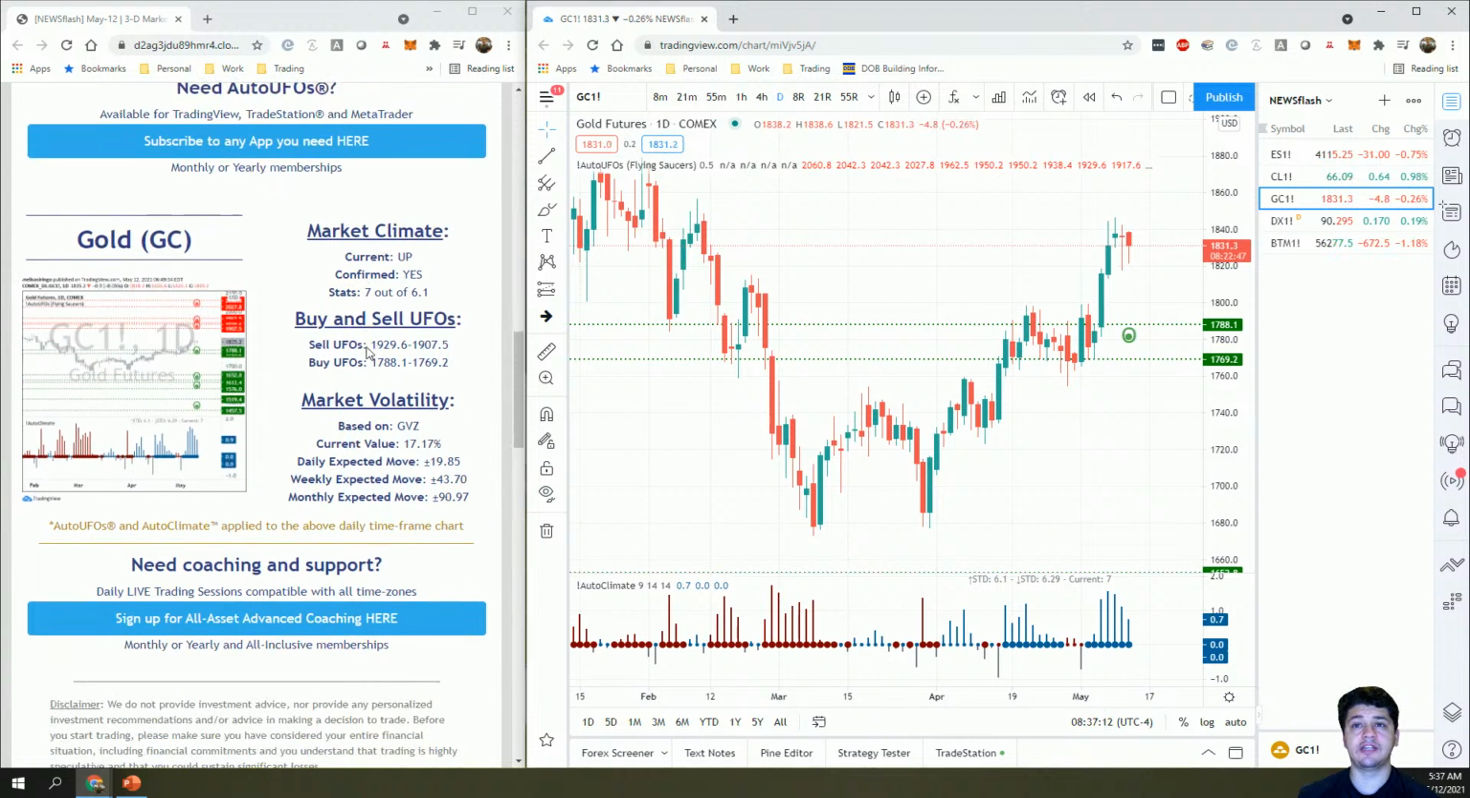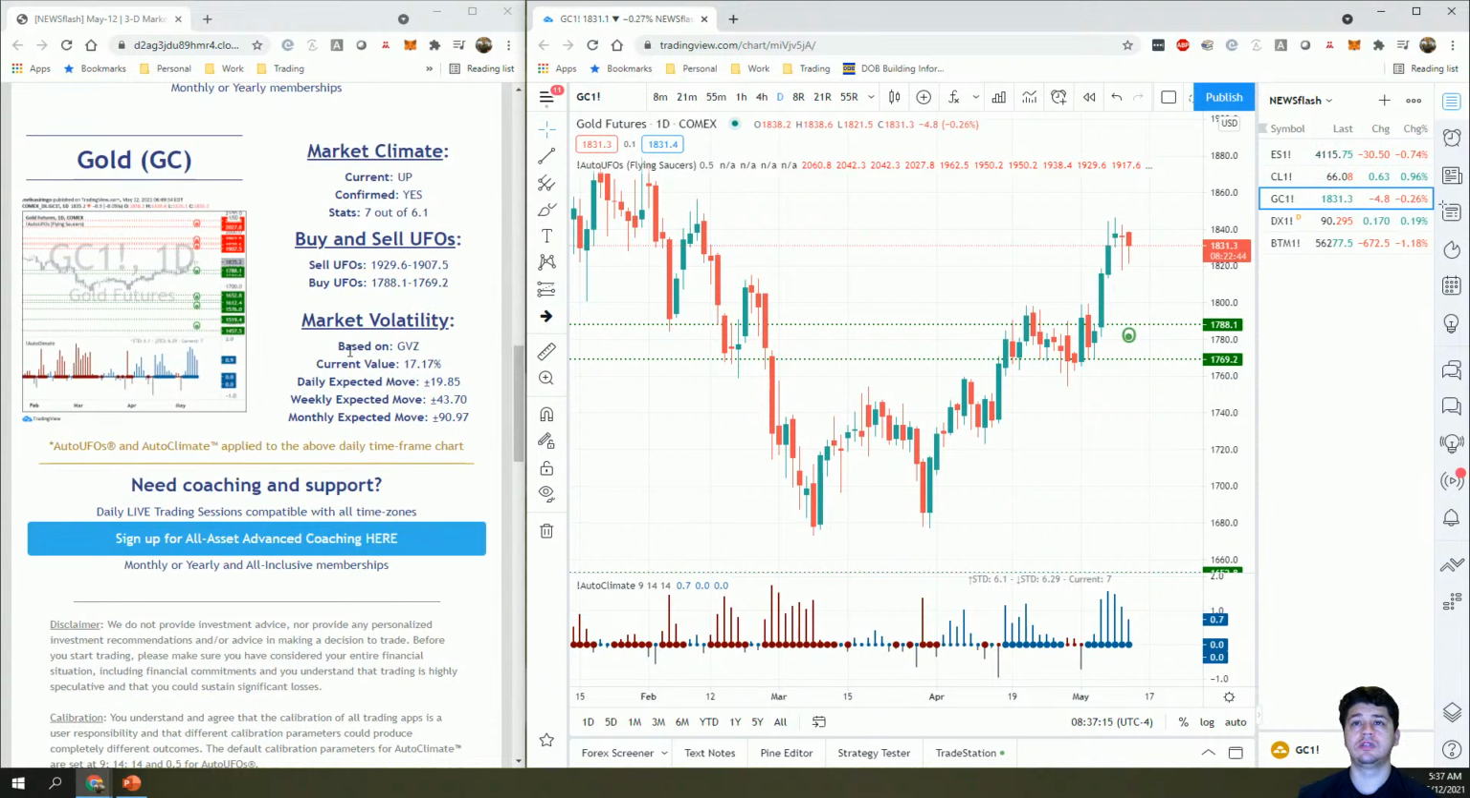All right, now the next one, as I said, we're going to look at is gold. So for gold, the current market climate is up. We have had a confirmed up climate for the past 7 days, and the typical amount of days up that gold goes for is actually 7. We're already seeing a little bit of consolidation in this area around this 1840 to 1820 area. But this could definitely go either way. If we do have some consolidation here and this becomes unconfirmed, it could easily resume towards the upside as well.